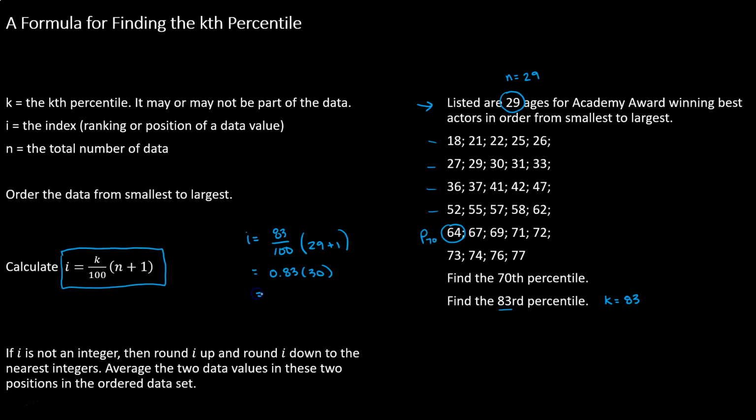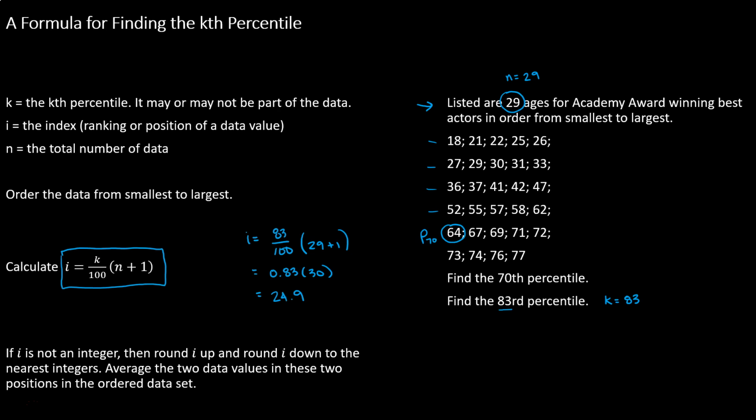Now this one I'll pull out the calculator for, so we'll type in 0.83 times 30. We get 24.9. Now we don't have a 24.9 position for a data value. Our data values are in the first spot, or the second spot, or the third spot, but not in a 24.9 spot. That doesn't really exist.